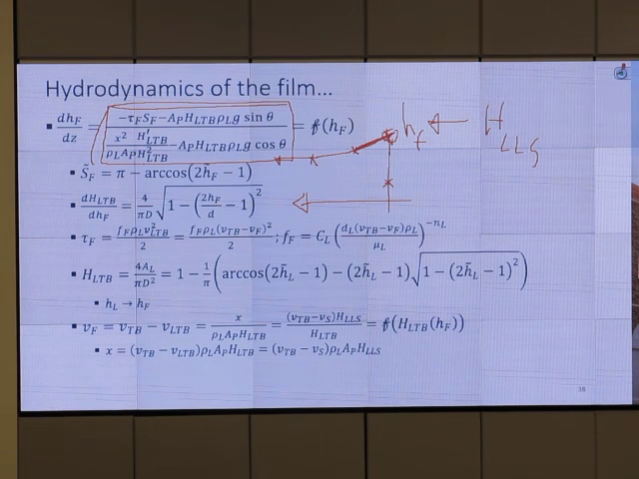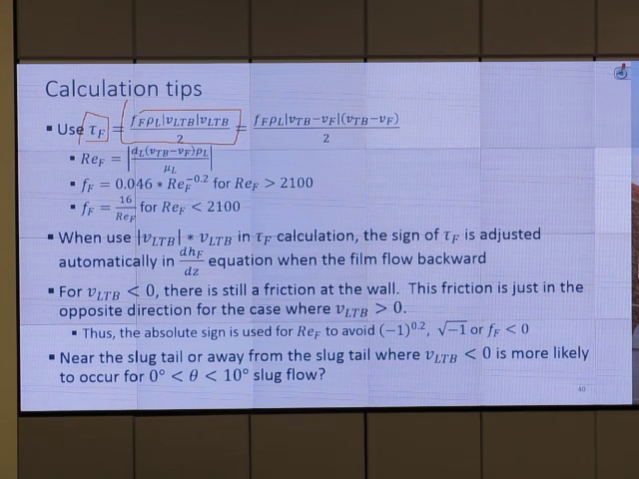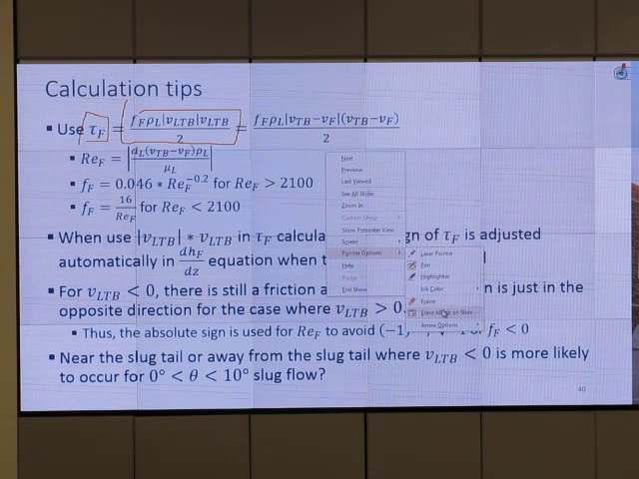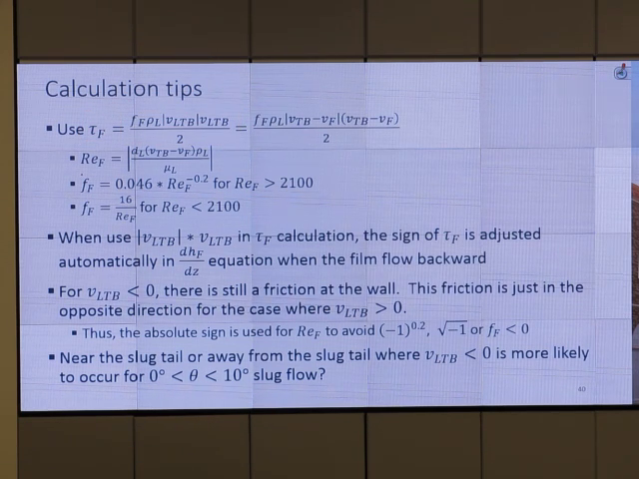I did it wrong the first time. The second time I knew that this is the problem that made my program not converge, so I changed it. Another part that we have to handle is the Reynolds number. The Reynolds number is used to calculate the friction factor. If velocity is negative, the Reynolds number has to be the real Reynolds number, right? Based on VRTB, where VRTB is VTB minus VF. So the Reynolds number can be negative. The Reynolds number raised to the power of minus 0.2 gives an imaginary number, and it crashes. Doesn't work, right? So put the absolute sign over here.